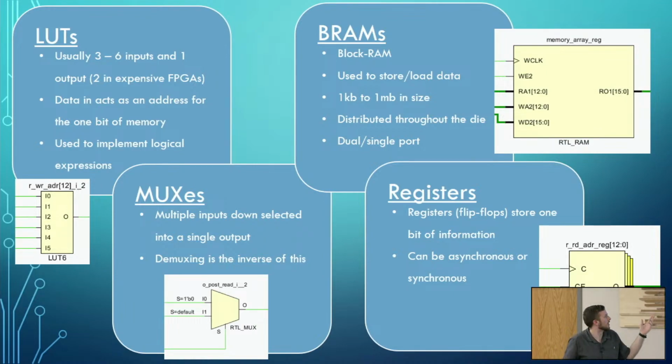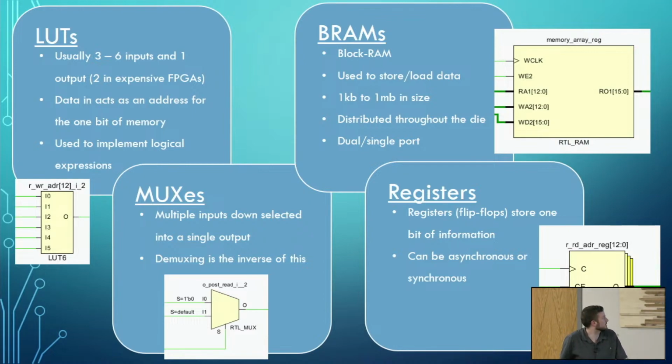So these are the 4 main components: a lookup table or LUT, BRAMs or block RAMs, muxes or multiplexers, and then registers or flip-flops. Those are the main basic building blocks.